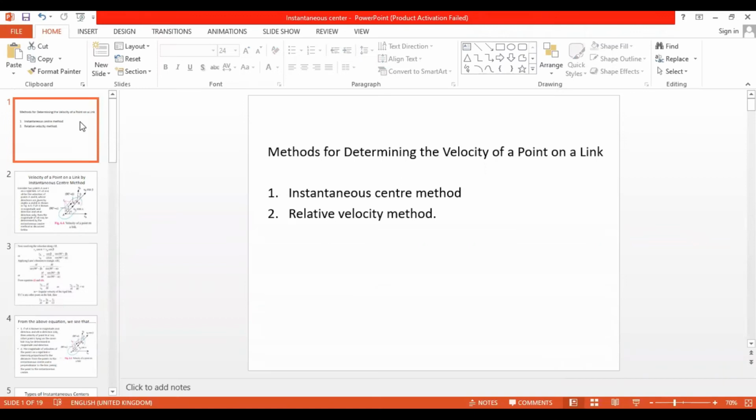So this is about the methods for determining the velocity of a point on a link. We studied links, joints, pairs, and the number of links. Now we are going to study how we can determine the velocity of a particular point on a link. We can determine the velocity by two methods: the instantaneous center method and the relative velocity method.